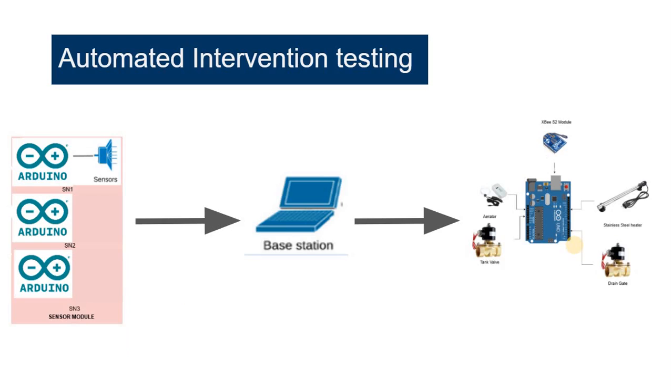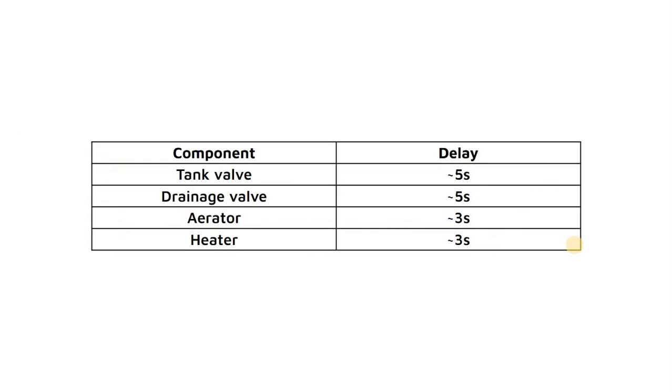Next test is the automated intervention testing. This tests the base station's manual and automatic control of the devices on the automation node. The base station has an auto feature in which, upon reaching certain sensor thresholds, it would turn on or off certain devices automatically in the automation node. The components are connected to a relay switch, which controls which components should be turned on or off by providing or cutting off power to these components.